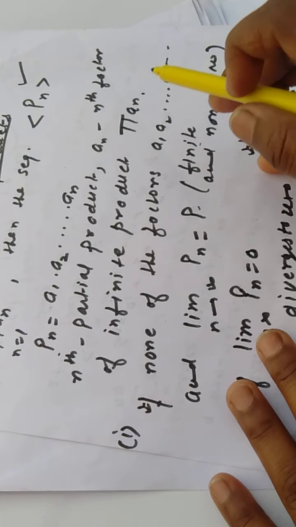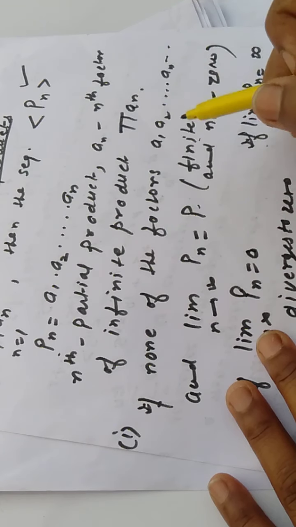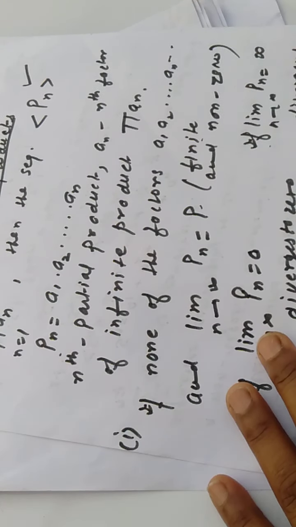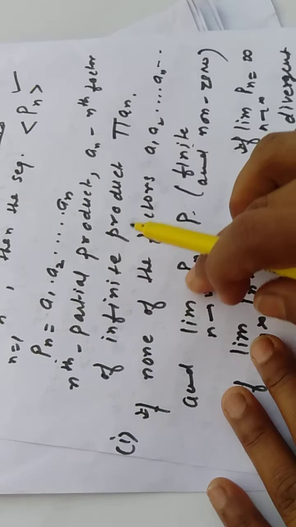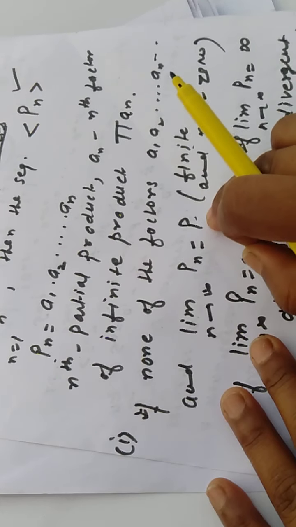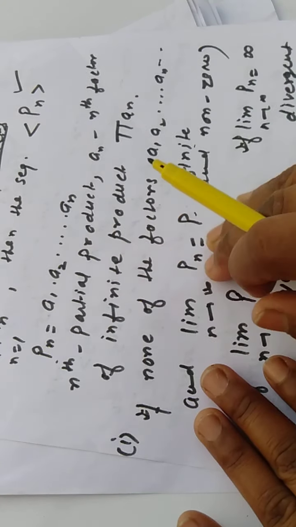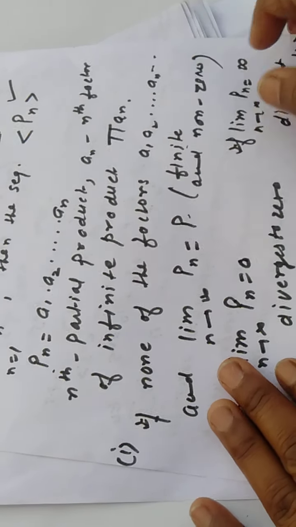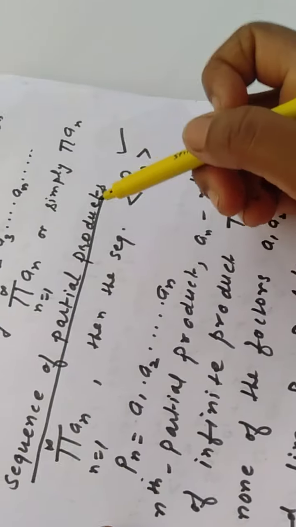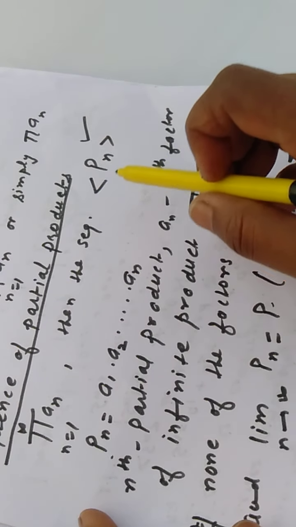If the finite number of factors, suppose a2, a7, a9, only 3 factors are 0, and removing these factors, the remaining factors will converge to a finite number p, we say that the infinite product is convergent. And if the infinite terms are 0, then the product is divergent to 0. So the convergence or divergence of infinite product depends upon the convergence or divergence of the sequence of partial products Pn.